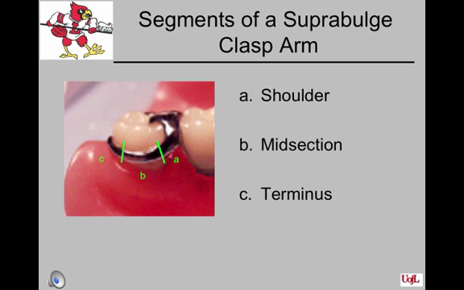The suprabulge clasp arm can be divided into three segments. The section of the clasp that originates from the minor connector is known as the shoulder and is given the letter A. The portion of the clasp that crosses over the height of contour, or the survey line, into the 0.01-inch undercut is referred to as the terminus, and it's shown with the letter C. It is usually in the terminal 1/3 of the clasp arm. The area between the two is referred to as the middle section or mid section, and it's shown with the letter B.